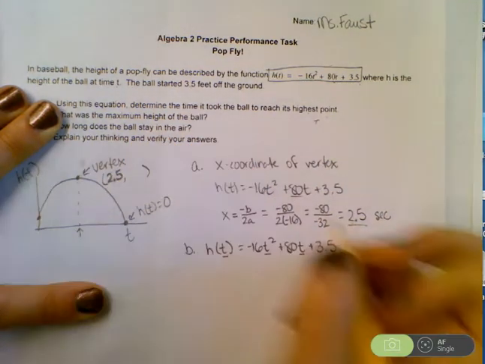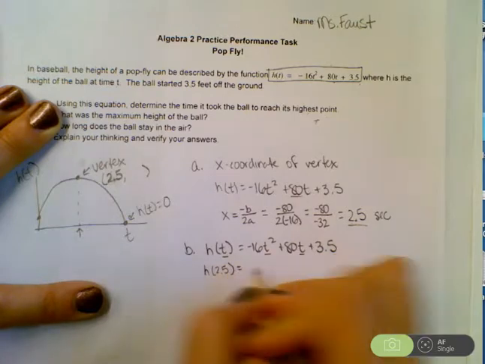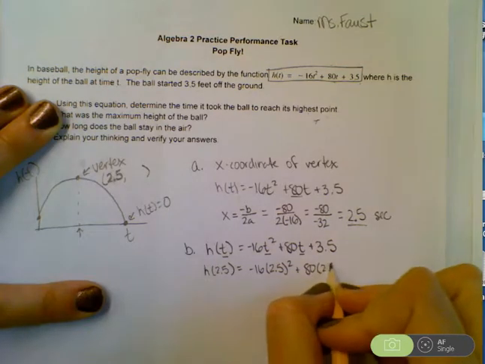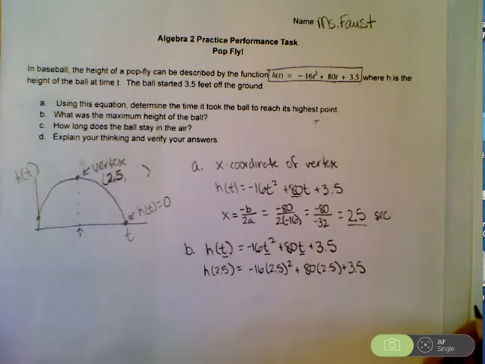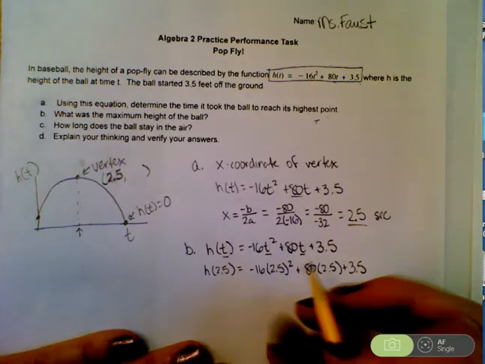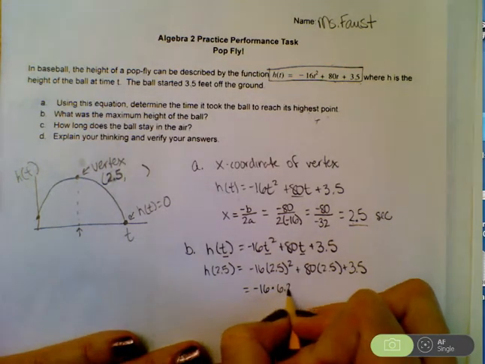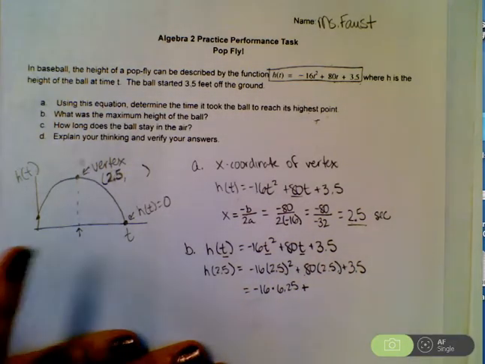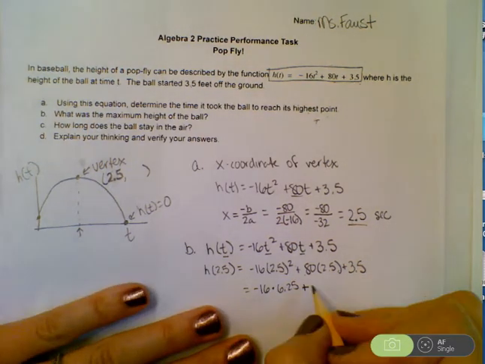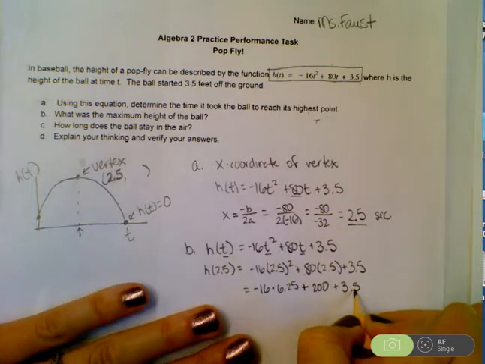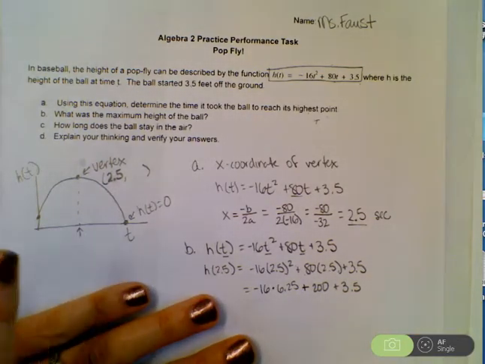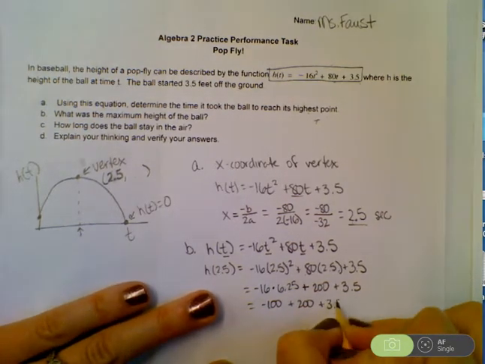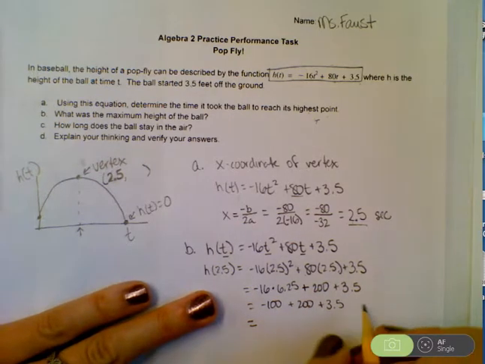2.5. Okay, so h of 2.5, or the height at 2.5 seconds, is negative 16 times 2.5 squared plus 80 times 2.5 plus 3.5. Well, 2.5 squared is 6.25. Remember, you have to do exponents before you multiply. 80 times 2.5 I can do, that is 200 plus 3.5. So I need to do negative 16 times 6.25 is negative 100. So negative 100 plus 200 is positive 100.